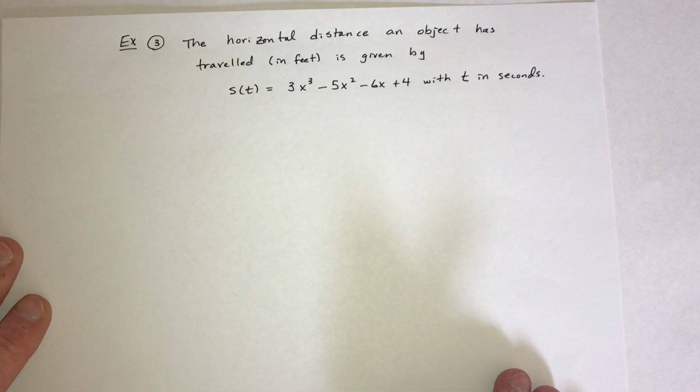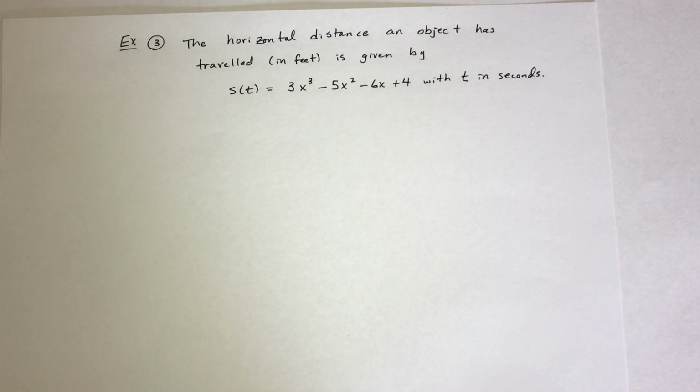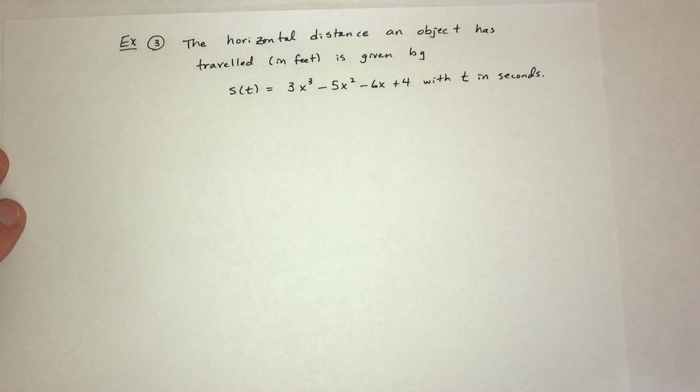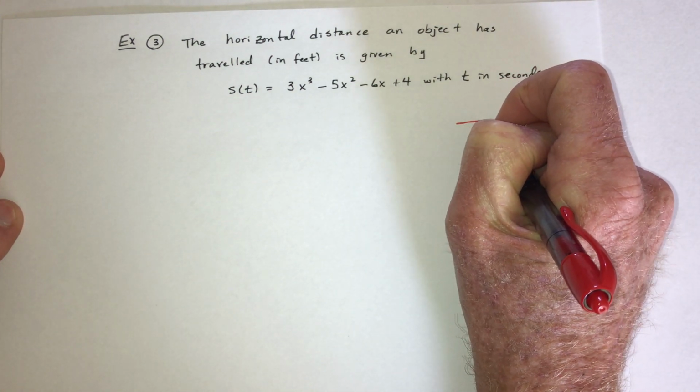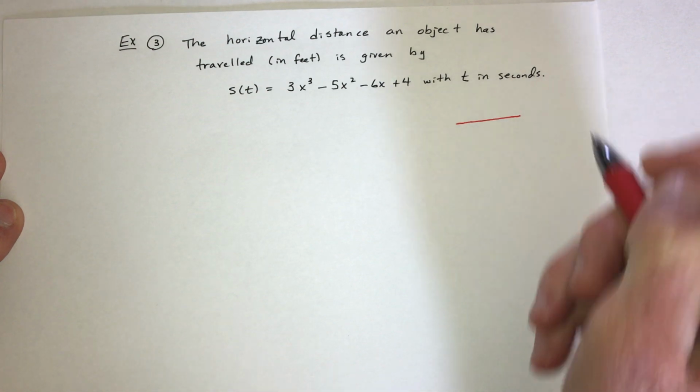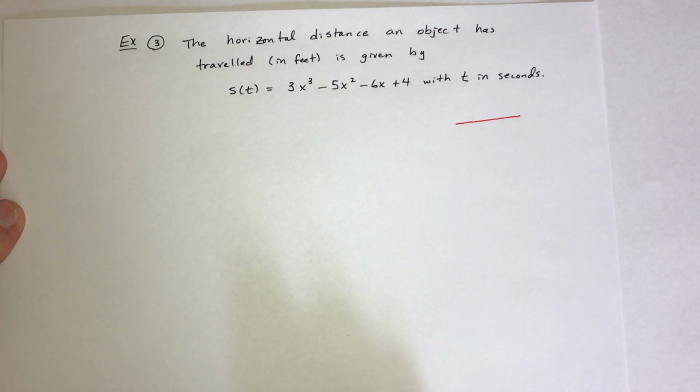All right, then on to number 3. So the horizontal distance an object traveled is given by this function. Horizontal distance means that the object is going like this. Okay, that part seems obvious.